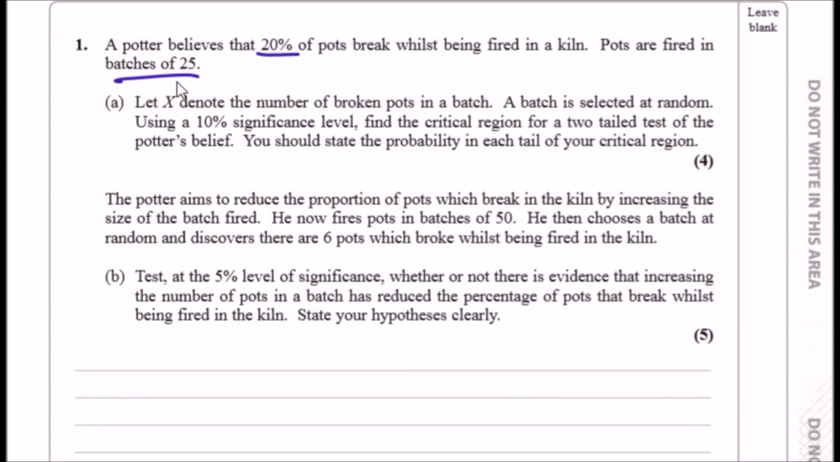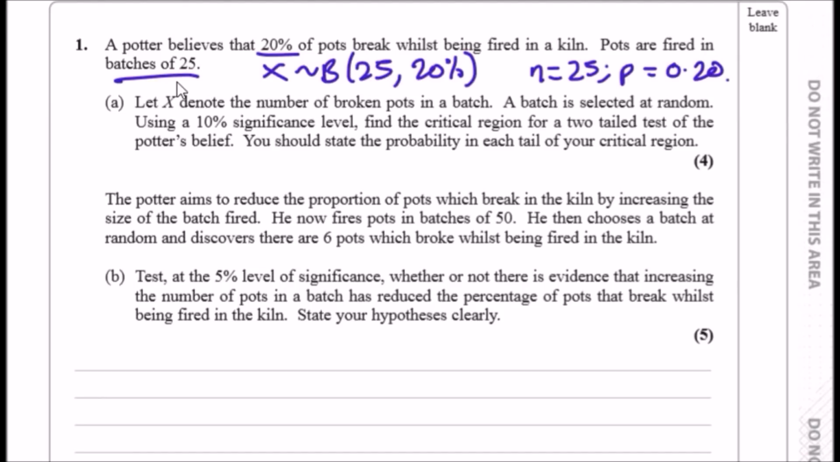Why? Because we're given the number of pots in a batch, which is 25, and we're given a probability of pots breaking, so an actual p-value, which is 20%. So instantly, just say n is 25, and the probability is 20%, so 0.20. Okay, so far so good.